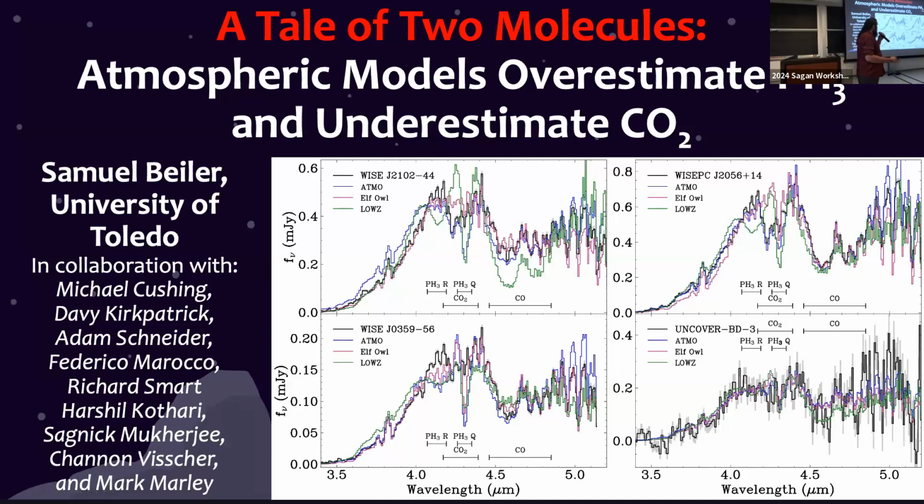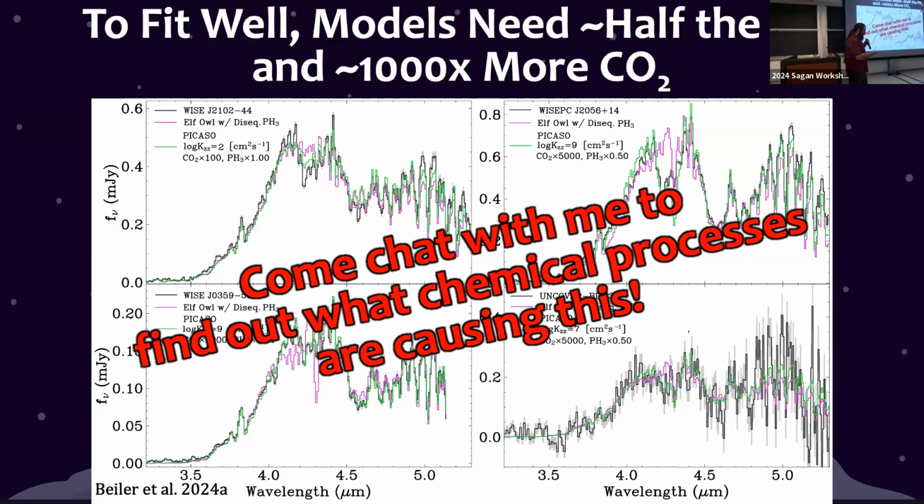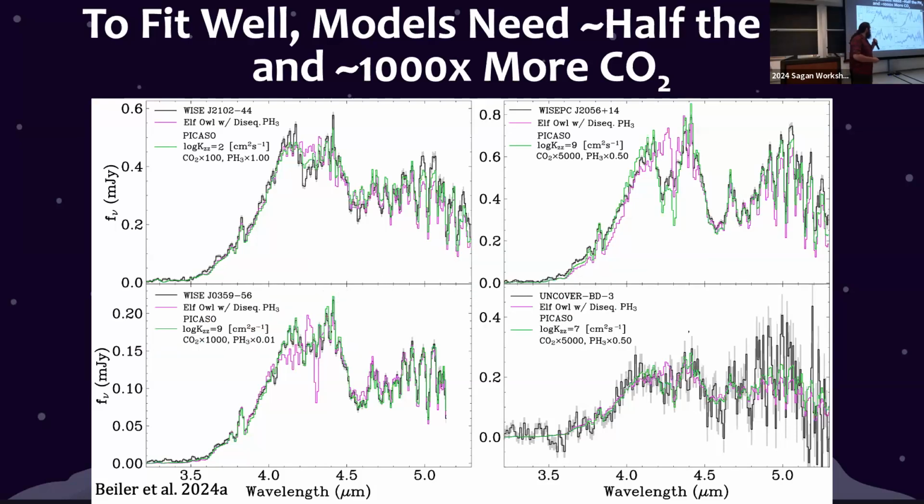And so we took the ELF-AL atmospheric models and added two parameters to parameterize CO2 and phosphine. So we increased CO2 abundances, and decreased phosphine abundances, and we get much better fits to our data. We find out we need about half the phosphine that is currently in the atmospheric models and at least around 1,000 times increase of CO2.